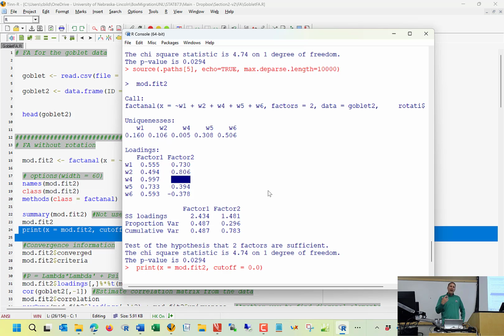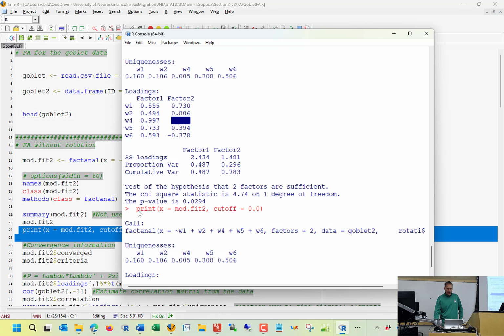And so a way to deal with that, and this is what I always do, is I take advantage of that method function for print that we saw. I say print, first argument is x, mod.fit2, and then I add an argument called cutoff 0.0. So that means essentially it will print everything, even if it's very, very close to 0.